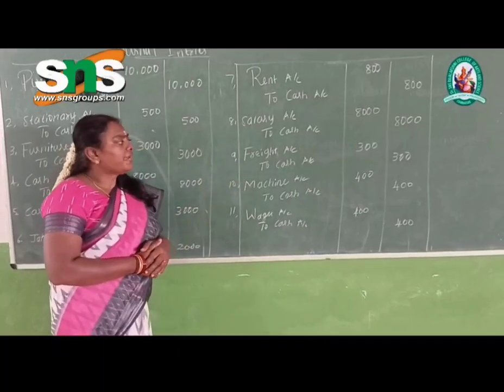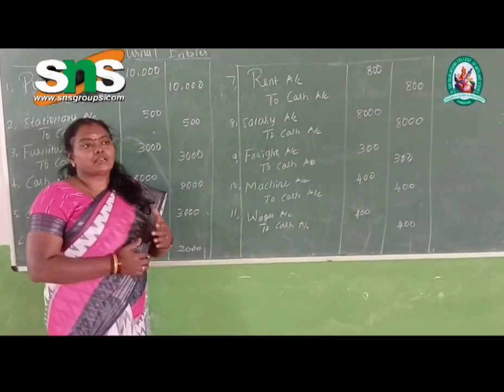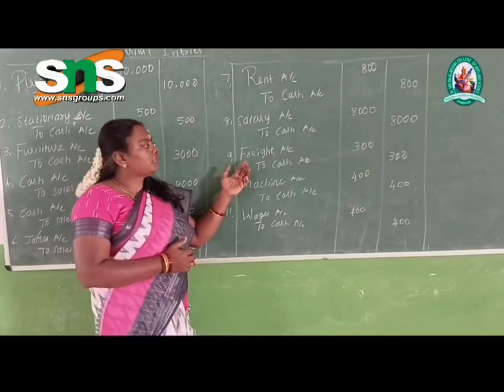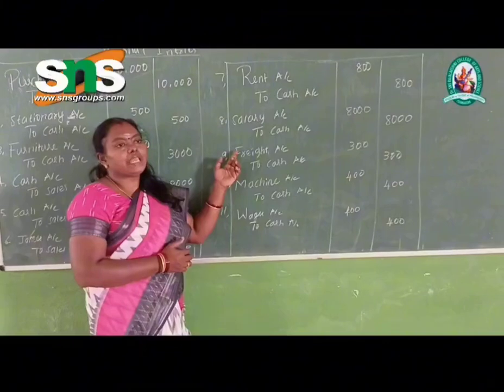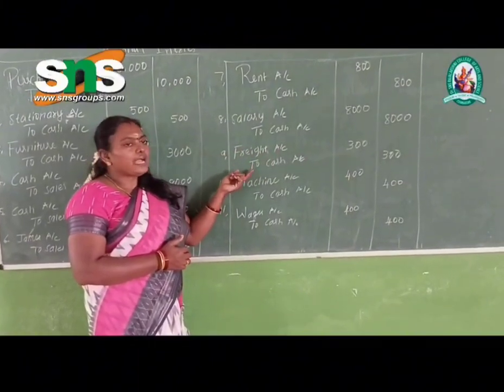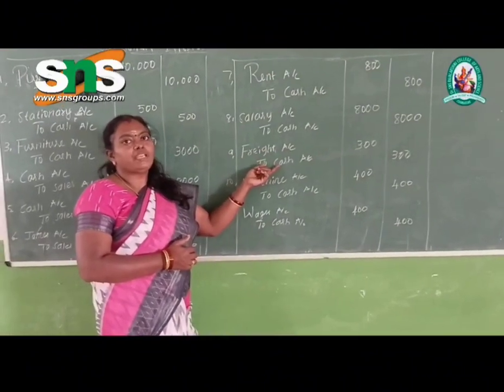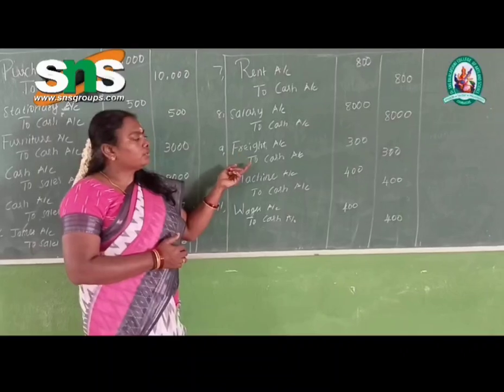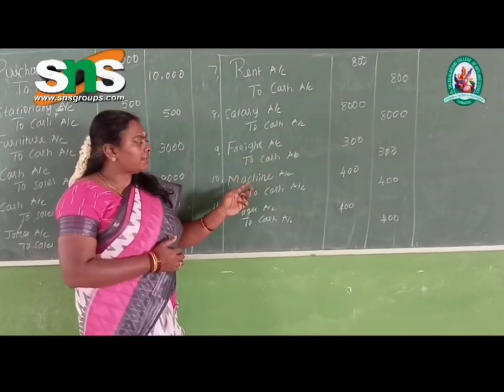The next one, freight charges. Freight charges means the raw materials which are brought inside the company for production. So you can say it is a freight account, and it is an expense. Expenses come on the debit side, and the cash goes out of the company by giving the freight charges. So the transaction is freight account debit to cash account, rupees 300.